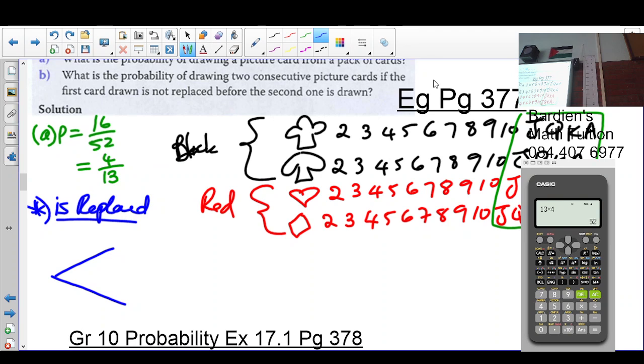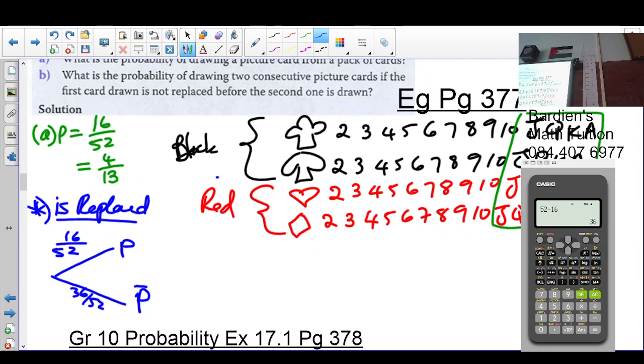Right. What's the chance? If you're looking at picture cards and non-picture cards. Okay. So, what is the probability of drawing a picture card? 16 out of 52. And non-picture cards? It's the balance thereof. So 52 minus 16 is 36. That's going to be 36 out of 52.